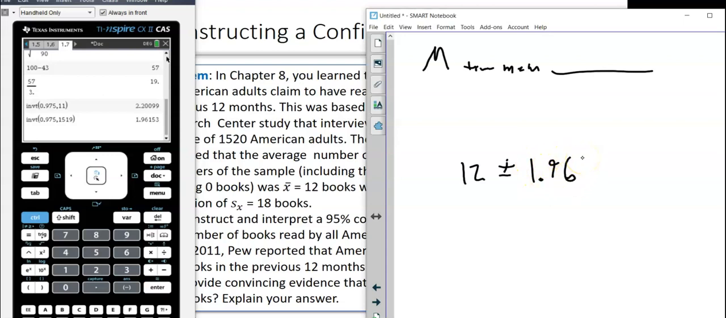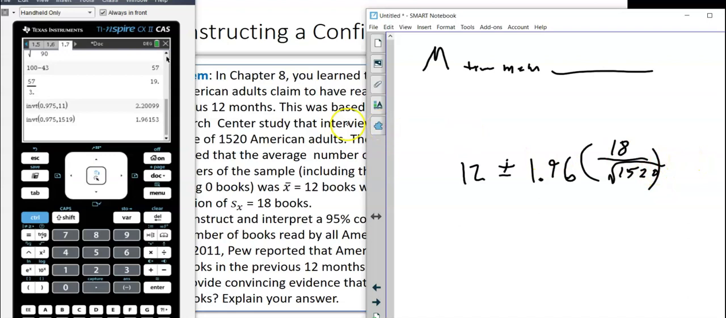Because if the sample size is really large, it looks very normal. And that's the number, if it was a Z-curve, it would be exactly that. The number 18 is the sample standard deviation, divided by the square root of n, so the square root of 1520.